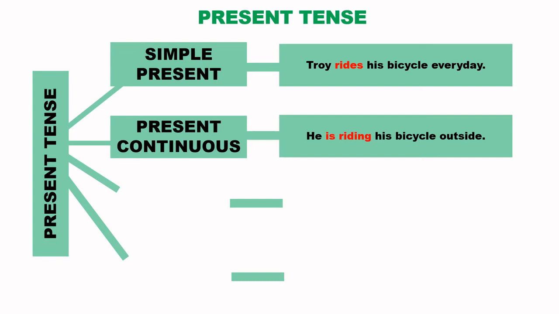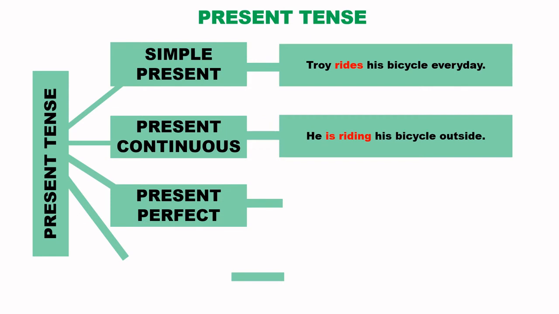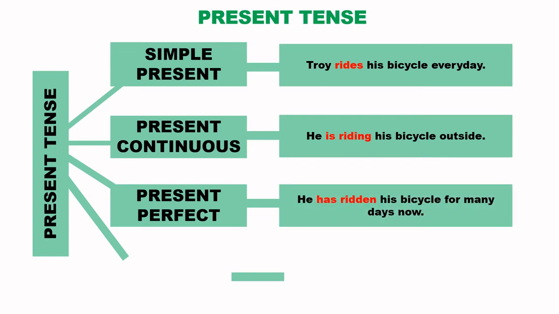Another form of present tense is present perfect. Present perfect describes an action that began in the past and continued into the present. And one example of a sentence is: He has ridden his bicycle for many days now.